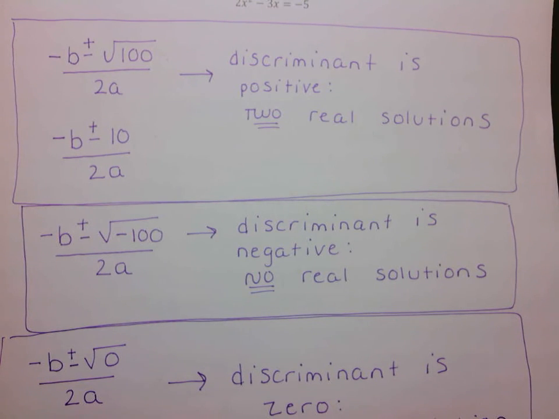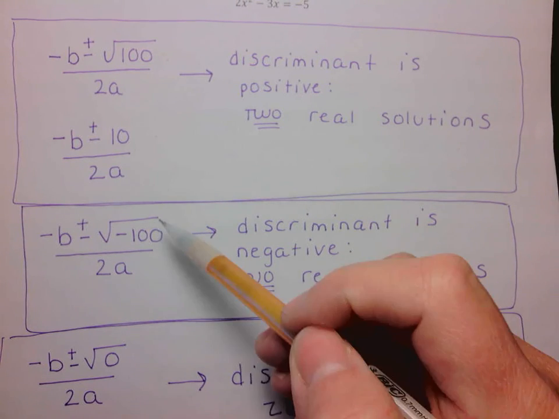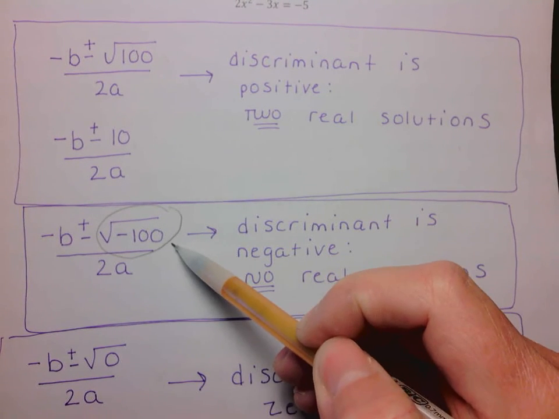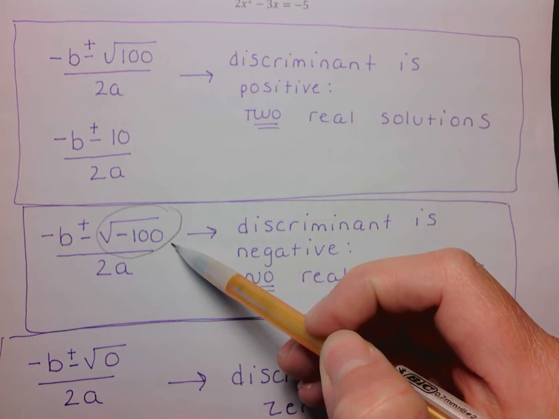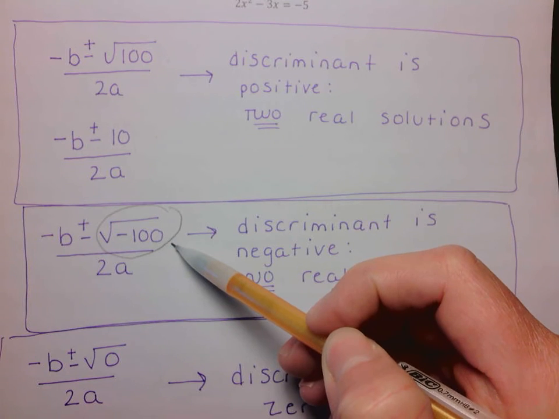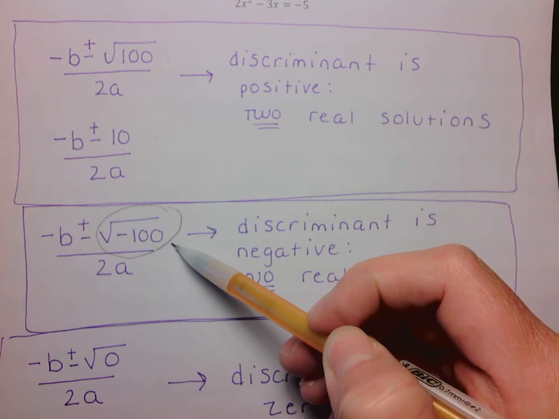This means the graph does not cross over or touch the x-axis at any place. There's no real value of x that will set this equation equal to 0. And again, it makes sense if you think about it. If the discriminant is negative, that means we have the square root of a negative number. And can you take the square root of a negative number and end up with a real solution? And the answer is no.